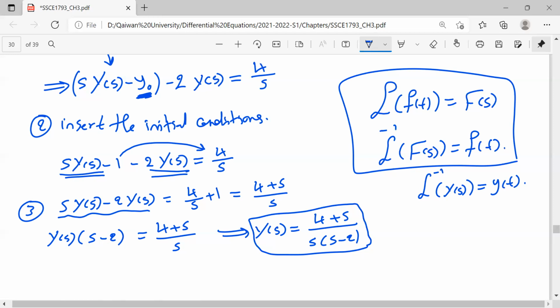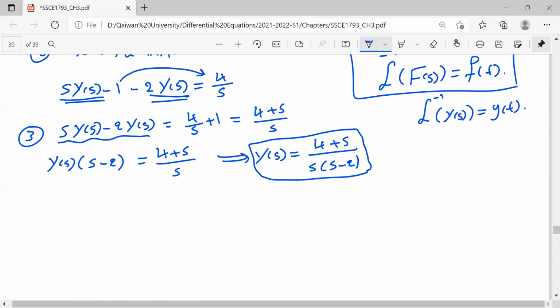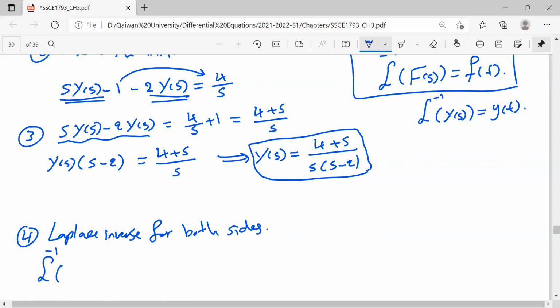To find y of t, we take the Laplace inverse for both sides. What do we get? We get the Laplace inverse of Y of s equals the Laplace inverse of 4 plus s divided by s times s minus 2.